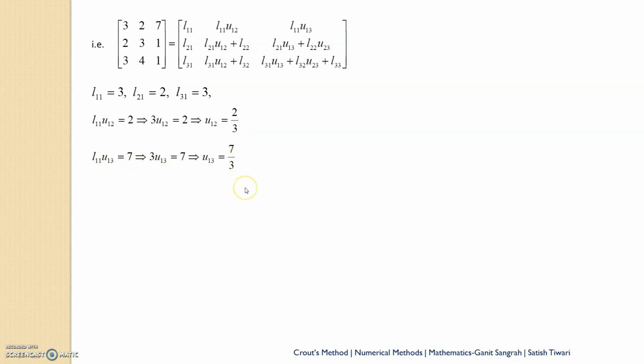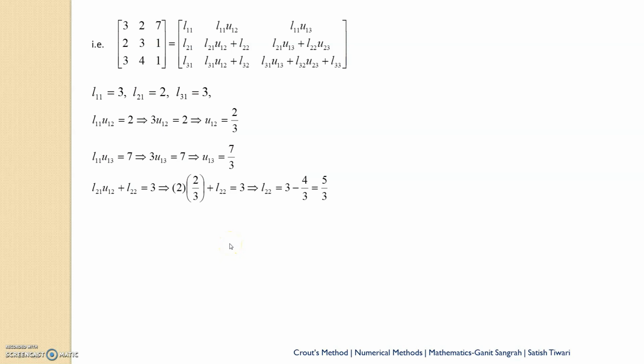7 by 3. Now equate the middle element here, that is L21 U12 plus L22, with this 3. And just substitute the values. We know L21, that is we got here L21 as 2. Then we know U12 as well, U12 was 2 by 3. Substitute this value, we will get here L22. That L22 will be nothing but 5 by 3. Just do the calculation. It is a simple calculation we are having.